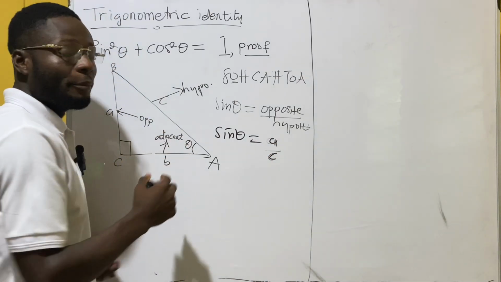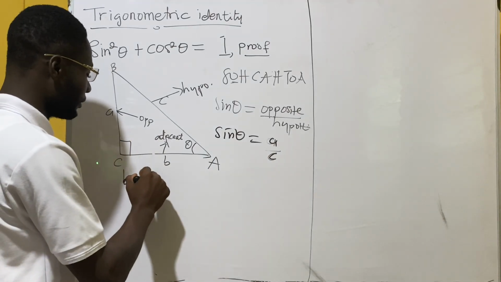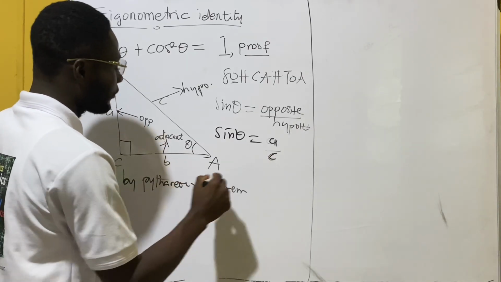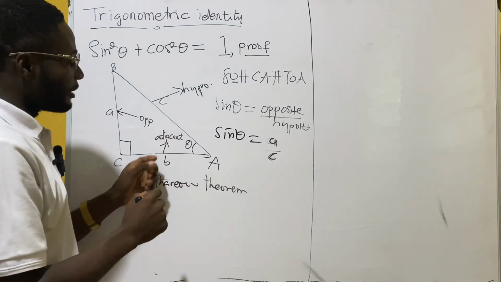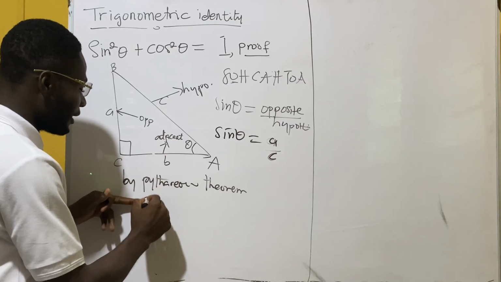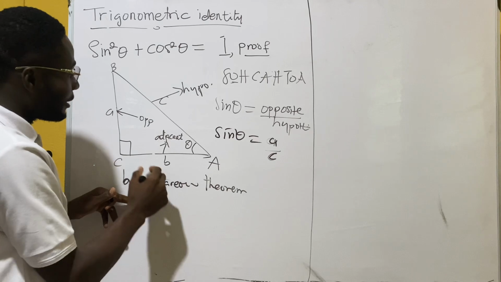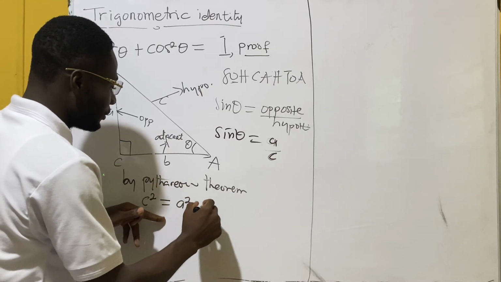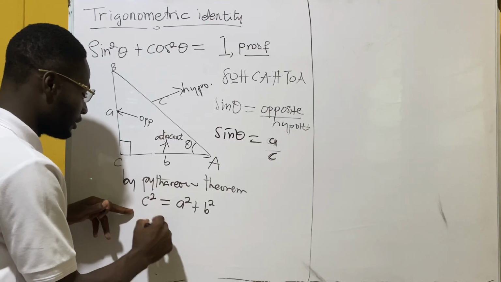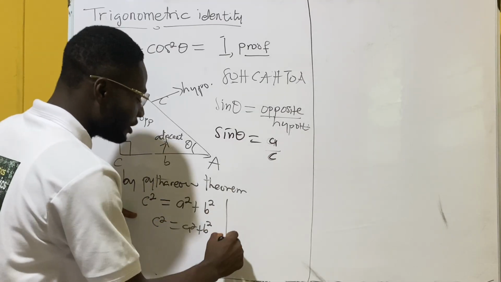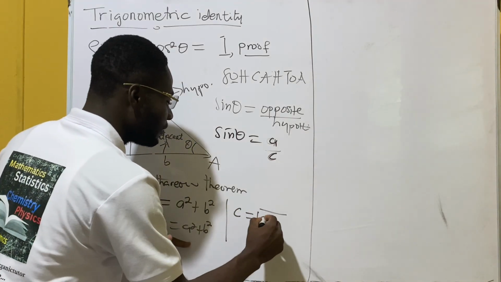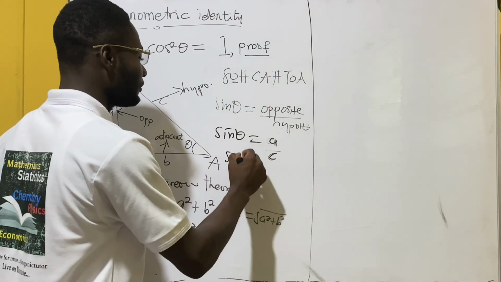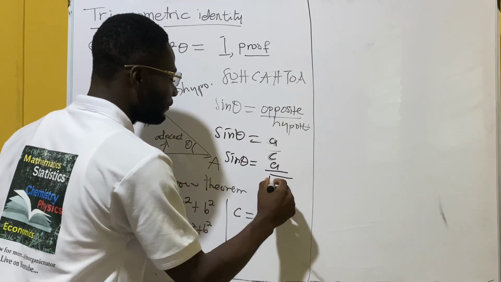But don't forget that by the Pythagorean theorem, if you want to find any side of a right angle triangle, then you say that C squared, the square of the longest side, equals the sum of the squares of the other two sides, right? So right here we have C squared equals A squared plus B squared. So this means that we can say that C is equal to the square root of A squared plus B squared, right? So simply we can say that sine theta is equal to A over the square root of A squared plus B squared.